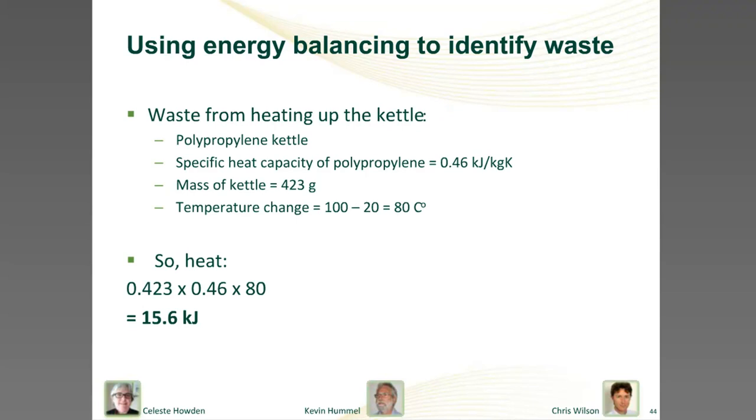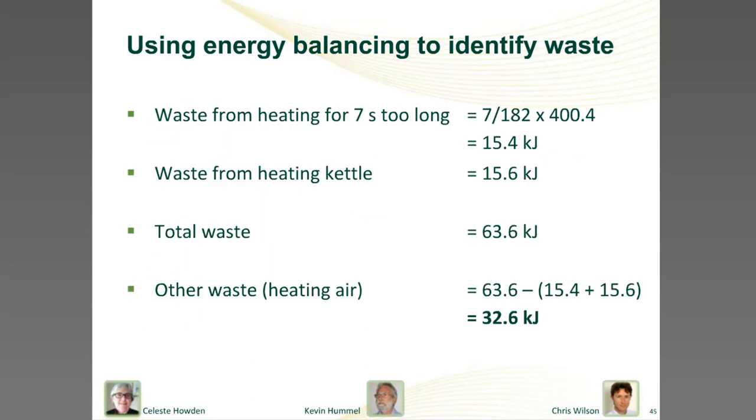And of course we heated up the kettle, can't avoid that. The kettle weighs 423 grams and is made of polypropylene. Again, we look up the specific heat capacity of polypropylene and find it is 0.46 kilojoules per kilogram Kelvin. Same equation as we used before, mass times specific heat capacity times temperature difference, so that's 0.423 times 0.46 times 80, which gives us a waste heat in heating the kettle of 15.6 kilojoules.